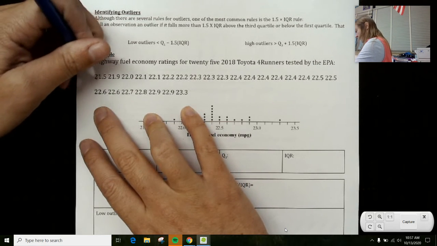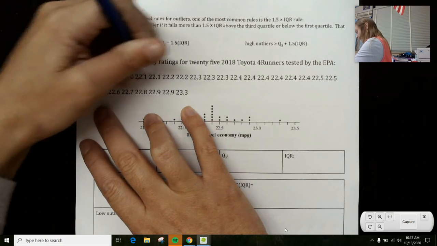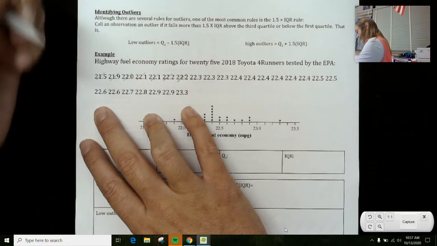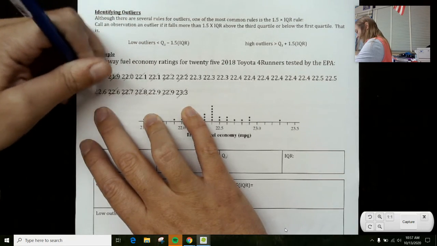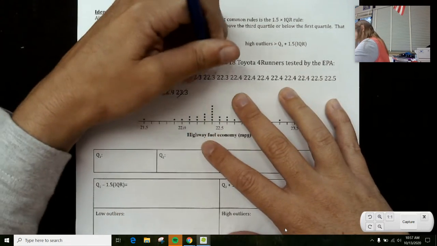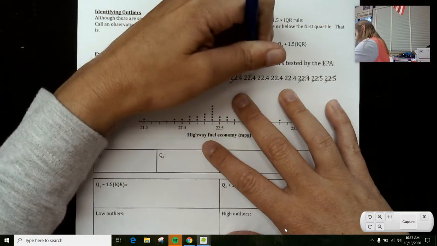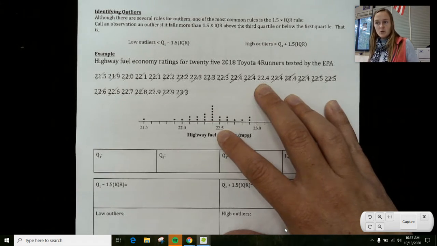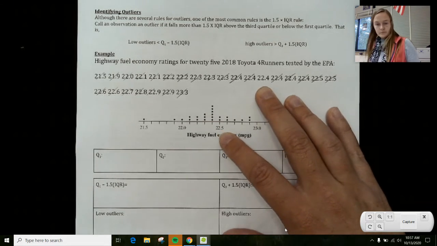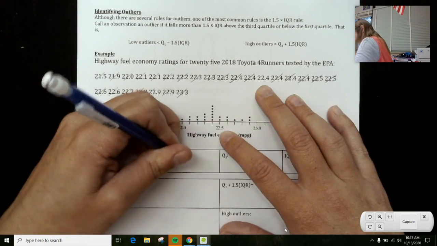So I'm going to start by crossing off. 1, 2, 3, 4, 5, 6, 7. 1, 2, 3, 4, 5, 6, 7. 1, 2, 3. 1, 2, 3. 1, 2. 1, 2. And I see my median is 22.4. So that is Q2.